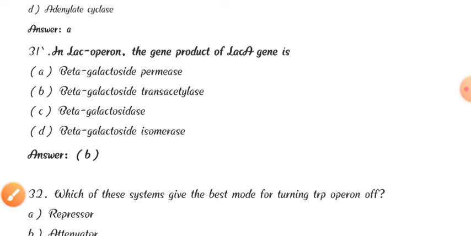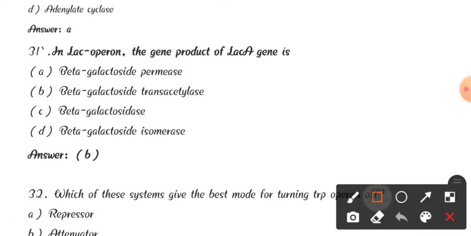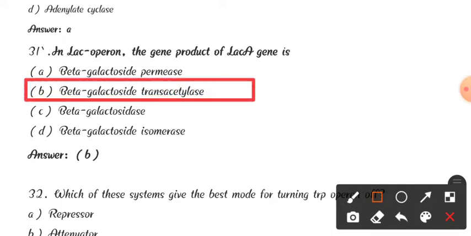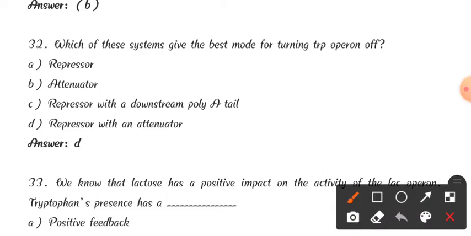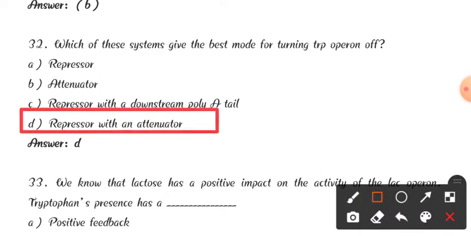Now question number 31: in the lac operon, the gene product of the lacA gene is option B, that is transacetylase, the correct answer friends. Now question number 32: which of these systems gives the best mode of turning off the trp operon? Option D, that is repressor with an attenuator, is the correct answer.